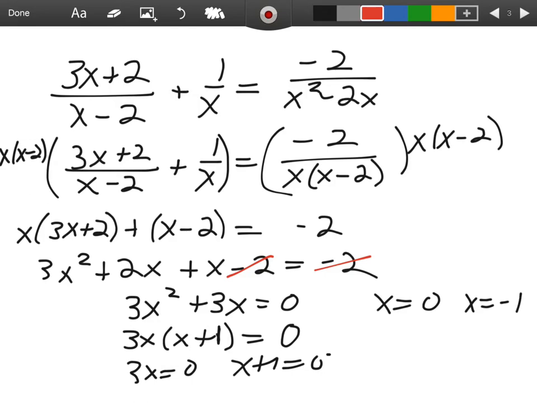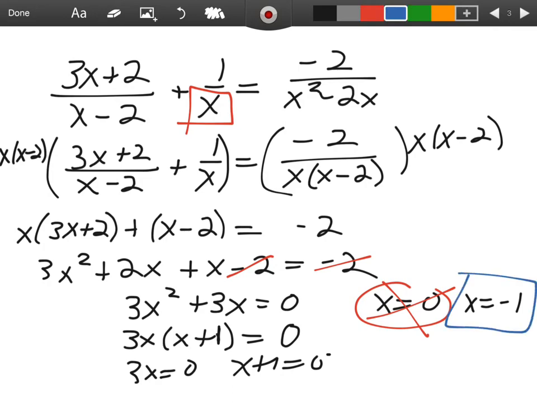If we check those real quick, you can see that x equal to 0 is going to mess up when I put it in there. So I have to throw it out. But if I put in -1, you see that there's no place where it messes up. So our only solution is x equal to -1. Okay, now that's solving using rational expressions.